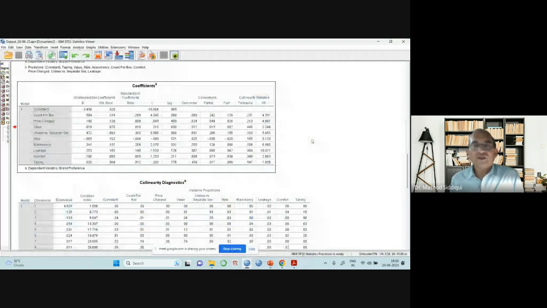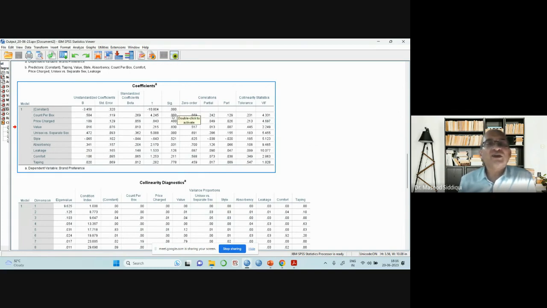Okay. So now here, if we look, these are the regression coefficients. These are the beta values and these are the p-values. Now here what we see, constant is significant, but the constant can be ignored. Count per box has a p-value less than 0.05, so count per box is significant. Price is not significant because it has a higher p-value.